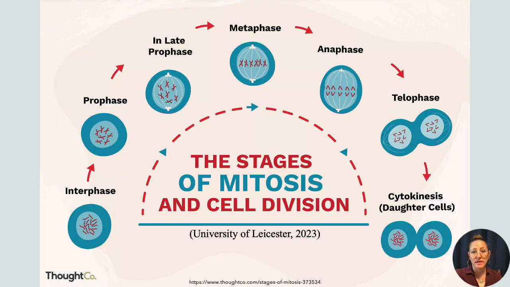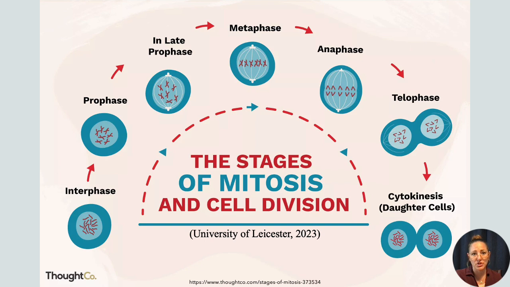Once the cell has completed its growth phase, or interphase, which, fun fact, is roughly 90% of the cell cycle, the cell is ready to start the division phase, being mitosis. Mitosis is the division portion of the cell cycle that produces two daughter cells containing the same genetic information as the original parent cell. Mitosis is divided into phases, the first of which is prophase.